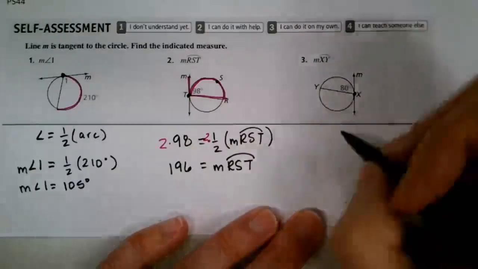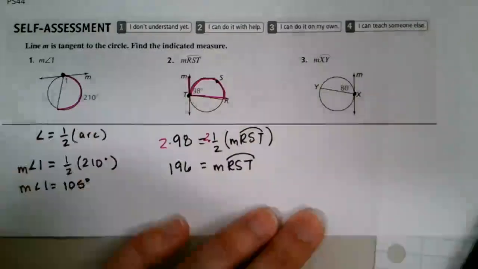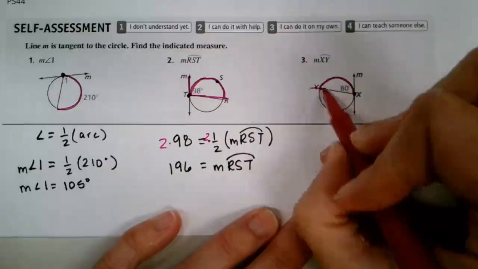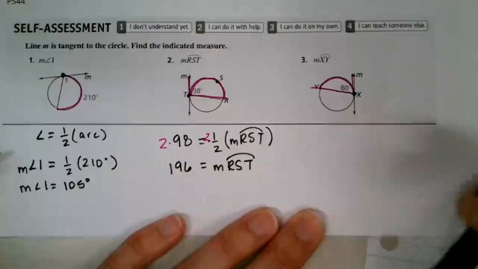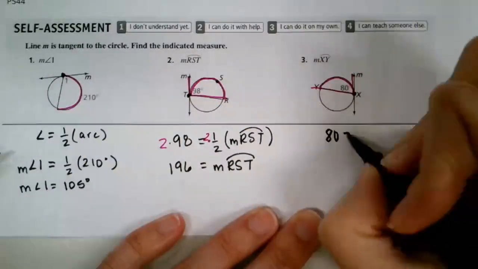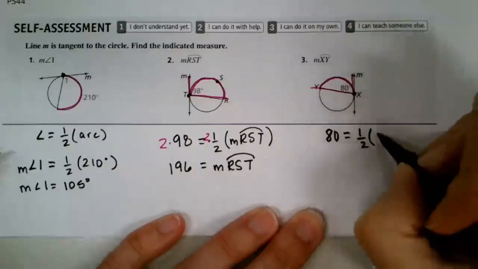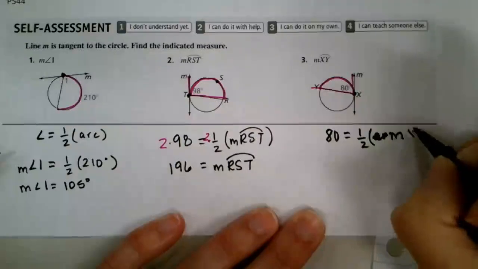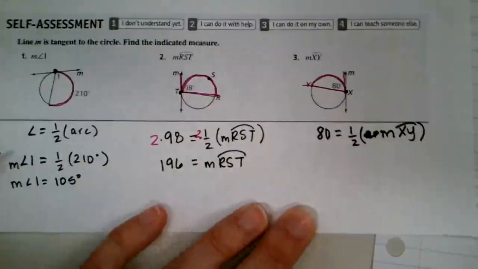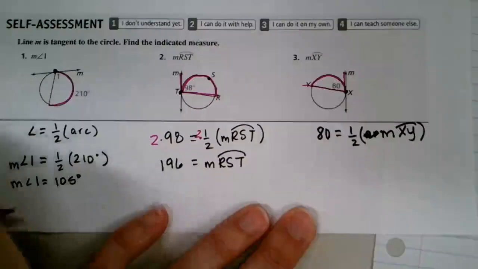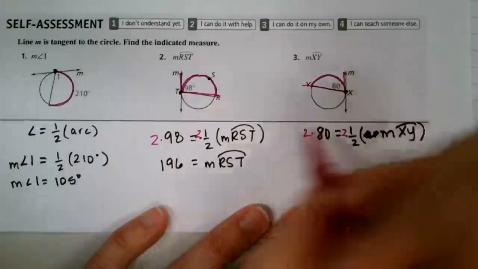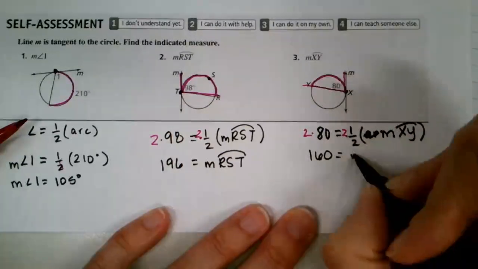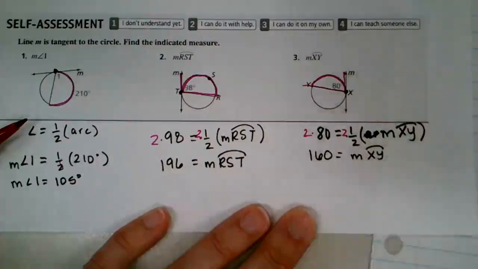Number 3, we have the angle is 80 degrees. We want arc XY. So XY is the intercepted arc for our angle. Angle equals half, oops, I should have written M. So again, if we want our fraction to cancel out, we multiply both sides by 2, and we have 160 is equal to the measure of arc XY.